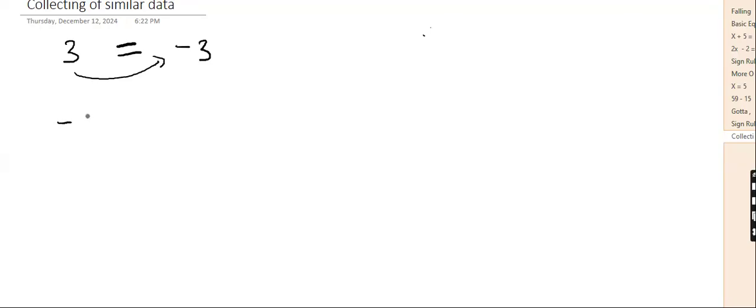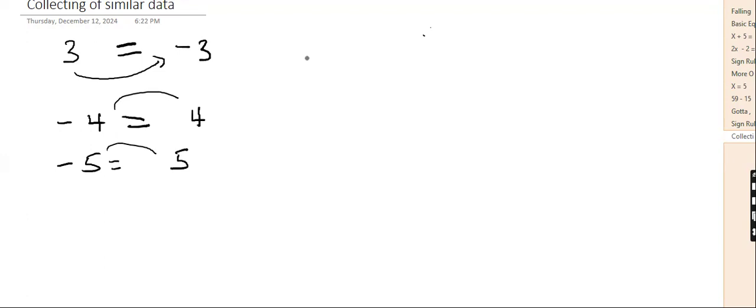For example, if I have a -4 and it crosses the sign of equal to towards this other side, it becomes a +4. And you can guess right. If I have a -5 and it's crossing the sign of equal to towards this other side, it becomes a +5. So that's very important, you know. So when a number is crossing the sign of equal to, its sign will change. So let's see how we can collect similar data.